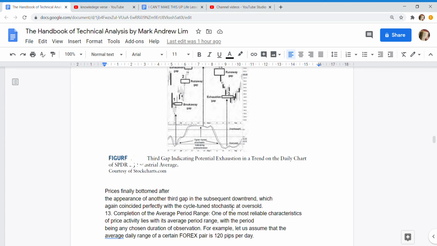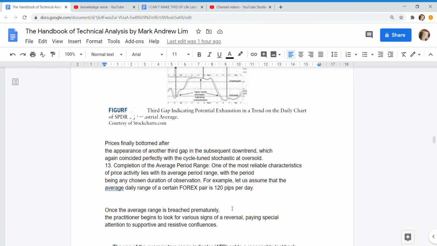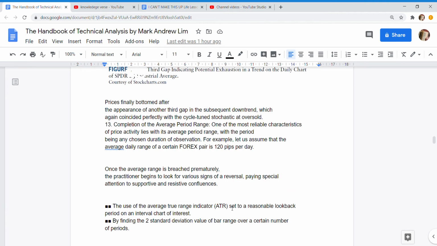13. Completion of the average period range. One of the most reliable characteristics of price activity lies with its average period range, with the period being any chosen duration of observation. For example, let us assume that the average daily range of a certain forex pair is 120 pips per day. Once the average range is breached prematurely, the practitioner begins to look for various signs of a reversal, paying special attention to supportive and resistive confluences.